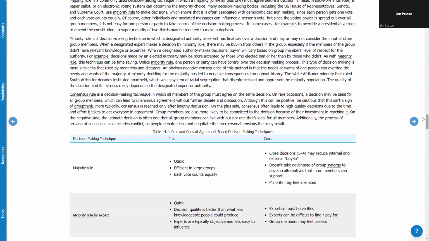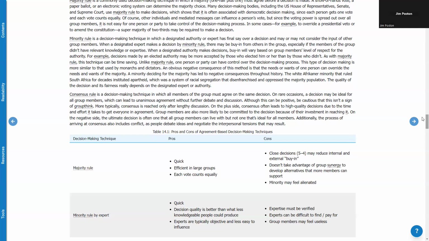For example, decisions made by an elected authority may be more accepted by those who elected him or her than by those who didn't. As with majority rule, this technique can be time-saving. Unlike majority rule, one person or party can have control over the decision-making process. This type of decision-making is more similar to that used by monarchs and dictators. An obvious negative consequence of this method is that the needs or wants of one person can override the needs and wants of the majority.